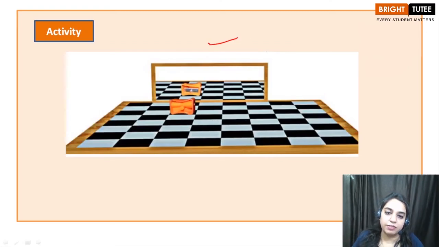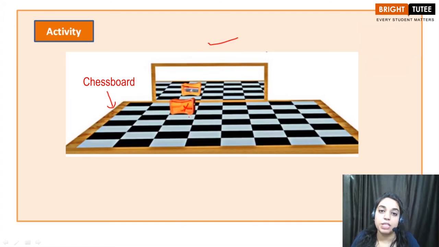So children, we have taken this chessboard, and in case you don't have a chessboard, you can make one on your own. Now we are going to place the object in different squares and check where the image will be formed. We have placed a mirror vertically in the center of the chessboard. So if we place the object, say a sharpener, in the third square, the image will be formed in the third square behind the mirror.